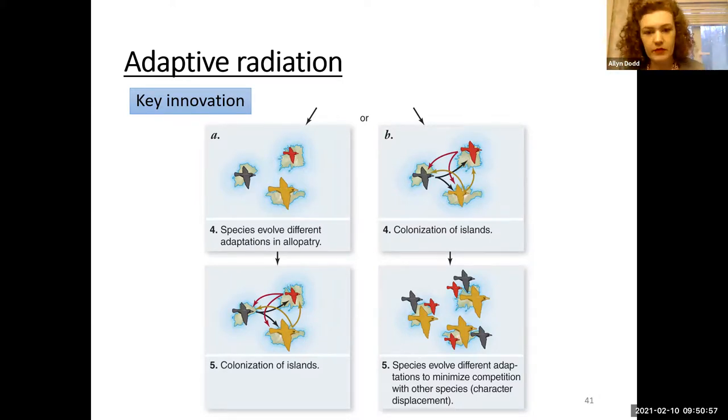Or you could have speciation occurring, and then before those adaptations really develop, they colonize the other islands. And then on the same island in sympatry, which means living together, the species evolve the adaptations while they're living together, and they differentiate in their adaptations more and become more different through a process called character displacement.